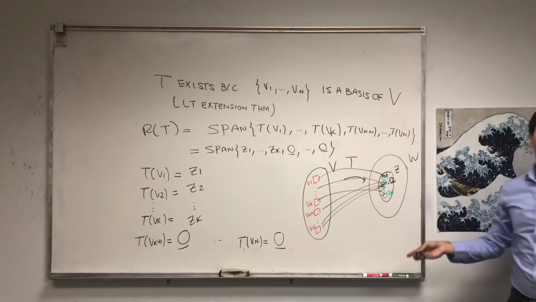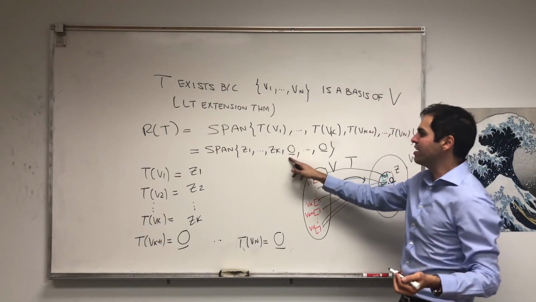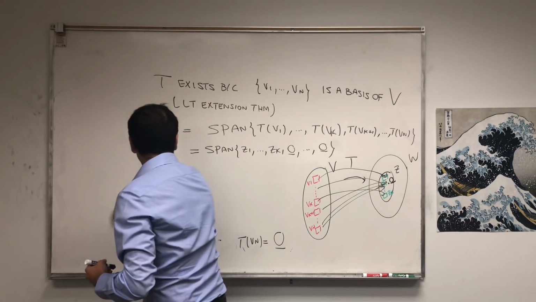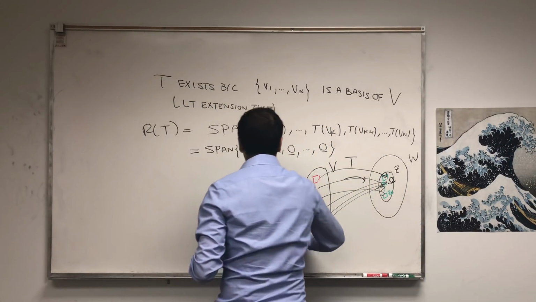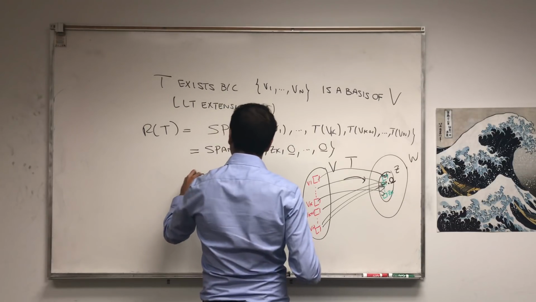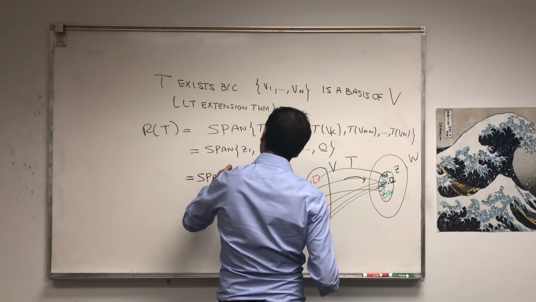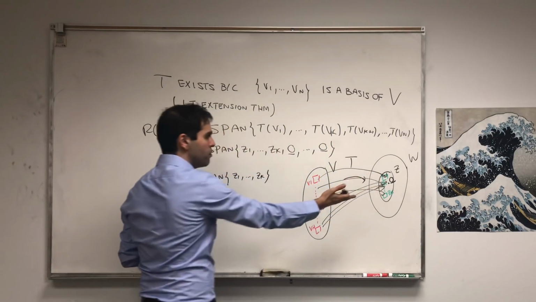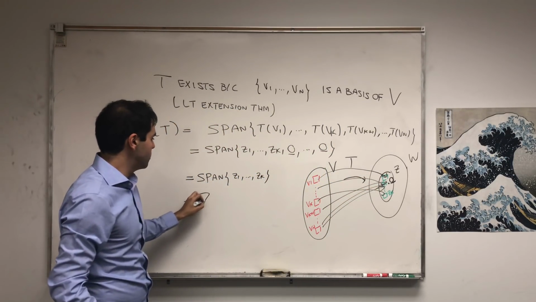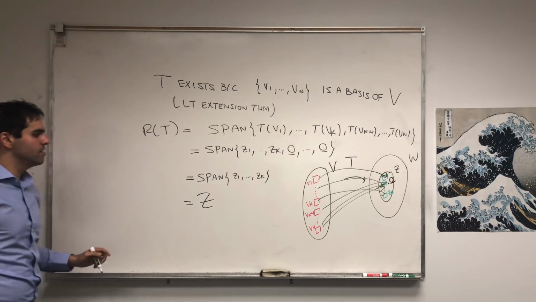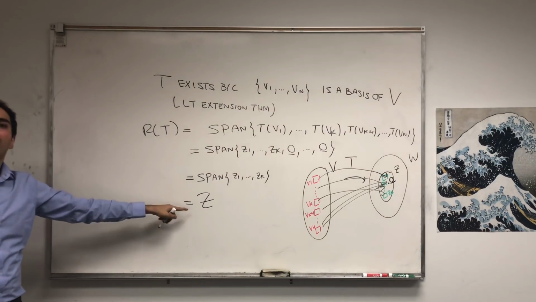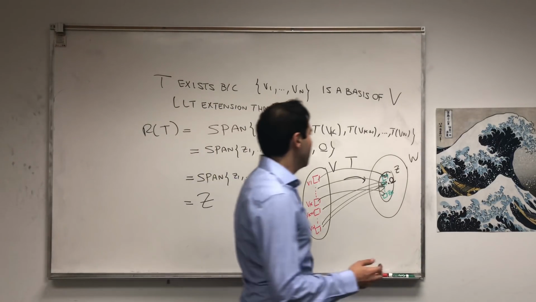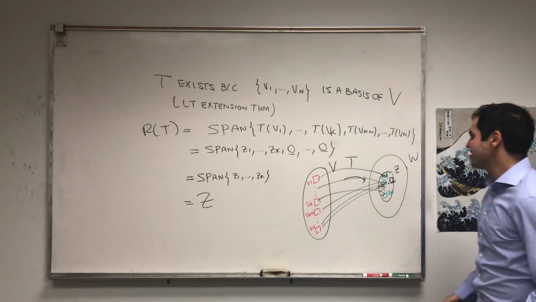But you see, 0 vectors don't affect the span, because if you take a linear combo of 0 vectors, you still have the 0 vector. So this is really the span of z1 up to zk. But remember, z1 up to zk is a basis. So the span of this is z. So precisely, the range of your linear transformation is z, and that's why this linear transformation works.